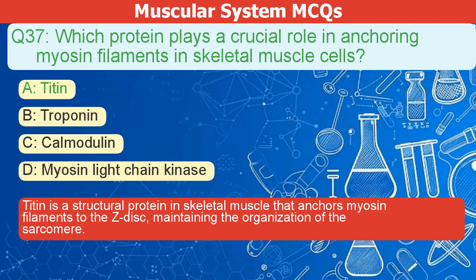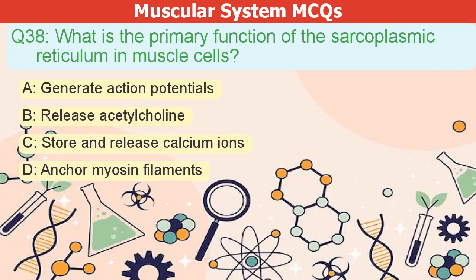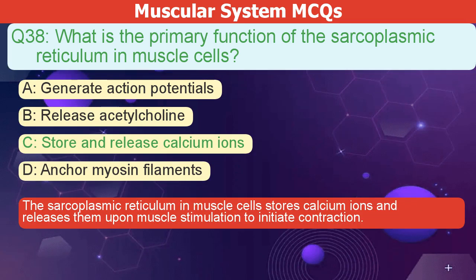the sarcomere. What is the primary function of the sarcoplasmic reticulum in muscle cells? A. Generate action potentials. B. Release acetylcholine. C. Store and release calcium ions. D. Anchor myosin filaments. The correct answer is C. The sarcoplasmic reticulum in muscle cells stores calcium ions and releases them upon muscle stimulation to initiate contraction.